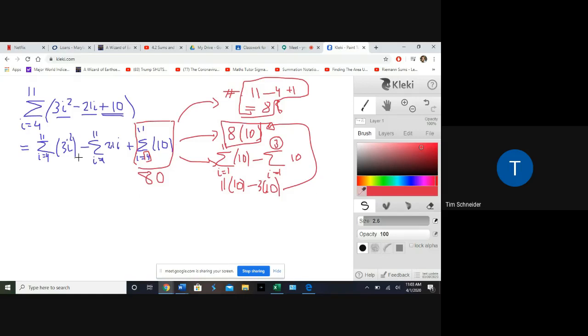Okay, what else can we do here? Well, first, I would bring out any constants out front. That's another rule we learned. Constant here, bring that out front. And so what we'd get is 3 times sigma i equals 4 to 11 of i squared minus 21 sigma i equals 4 to 11 of i plus 80.